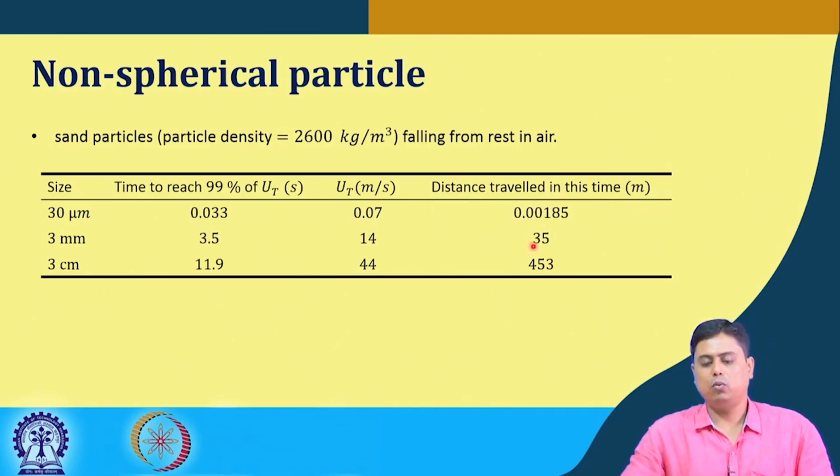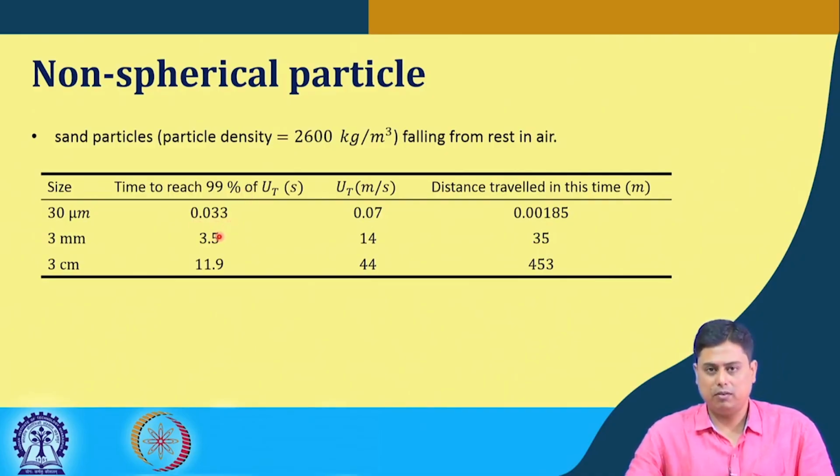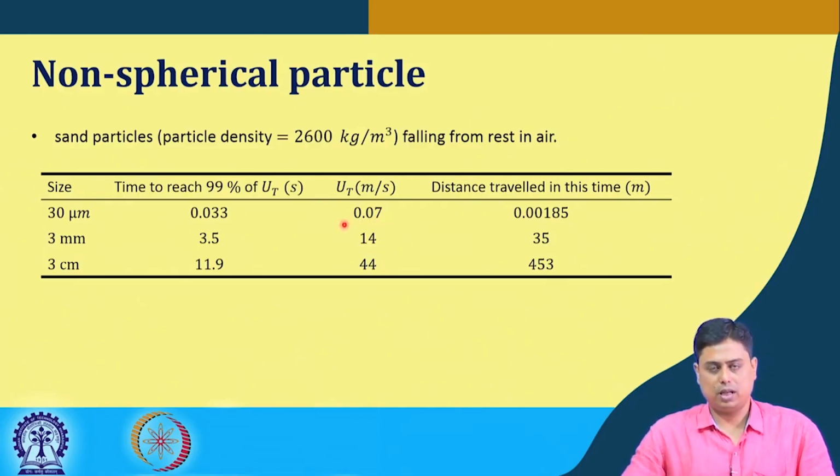The distance it traveled in this time is 0.00185 meter, which is 1.85 millimeter. So it takes 0.033 second to reach its terminal velocity when falling in air in ambient condition. At that time, it attains a value of 0.07, which is its terminal velocity, and by then it travels a distance of 1.85 millimeter. So this is a 30 micron sand particle.